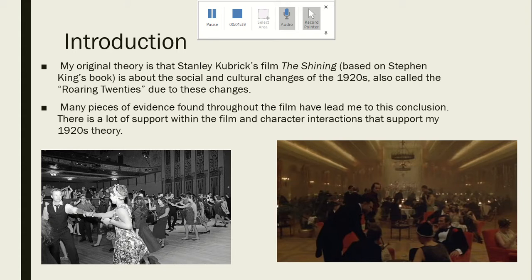So I have a little comparison here. We have the picture from The Shining here on the right with the 20s theme party, and then we have a picture of a party from the 1920s, so you can kind of get a sense of how they're similar.